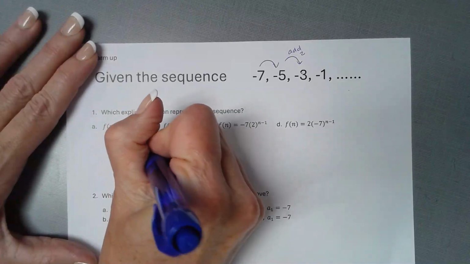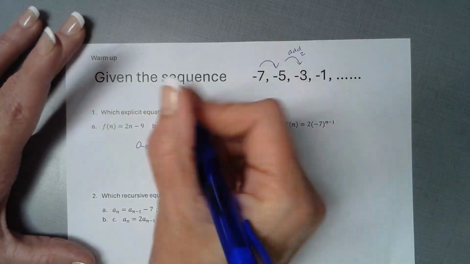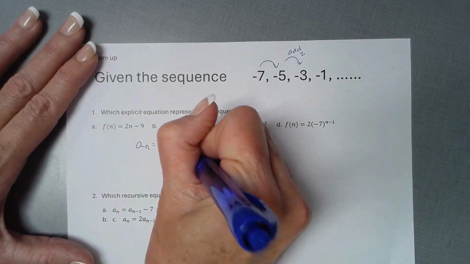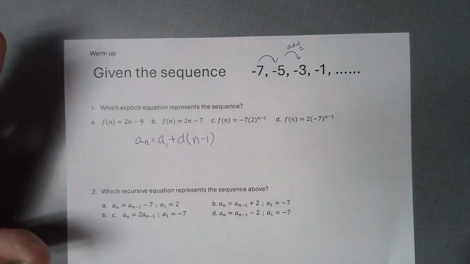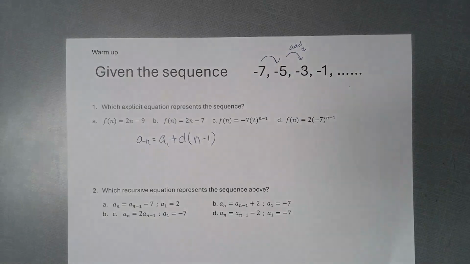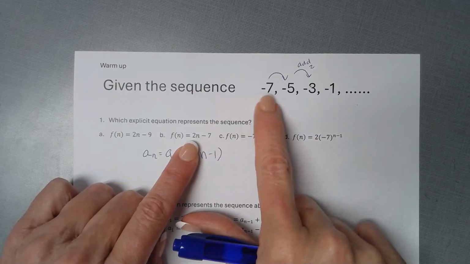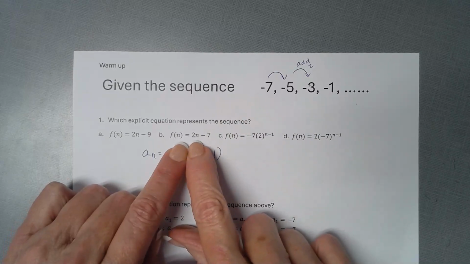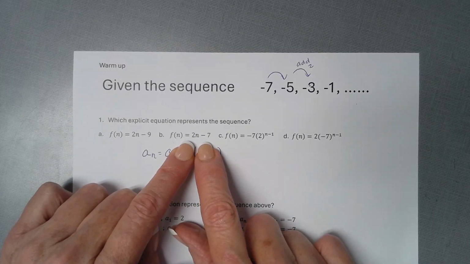So formula, a sub n equals a sub 1 plus common difference, parenthesis, n minus 1. The common mistake we're making here is we just look at the answer choices and say, I got this. Okay? Y'all, that's going to get you the wrong answer. And the reason why is because what we have a tendency to do is go, okay, there's my -7, and we're adding 2, so I'm going to pick B. B is not the correct answer, folks.